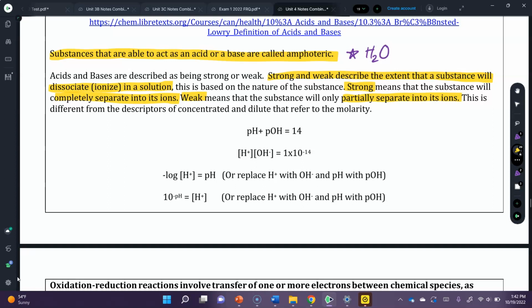So concentration has dilute and concentrated to refer to its molarity. This is very different than if we're talking about a strong or weak acid.